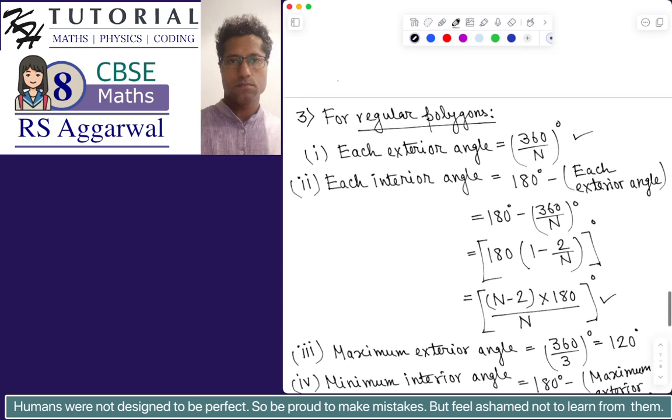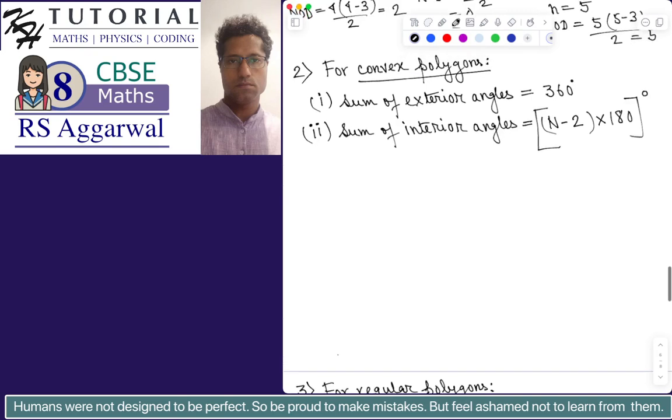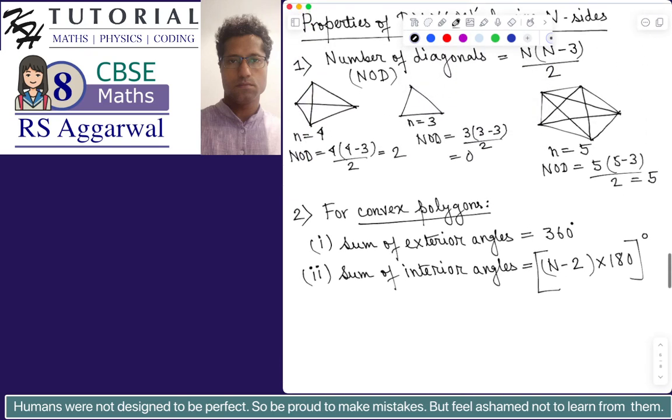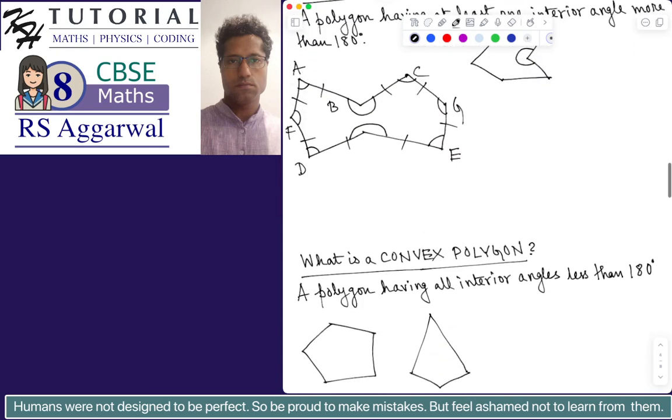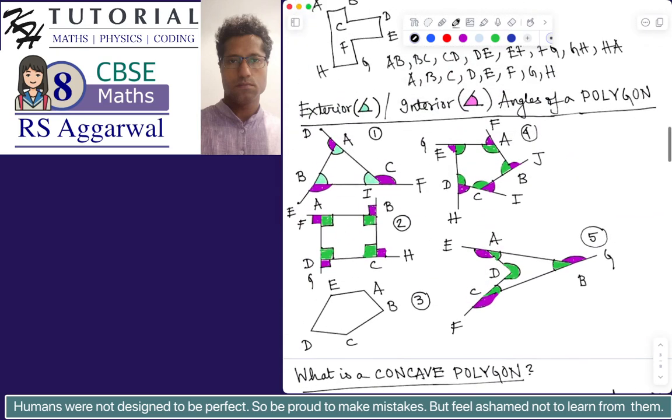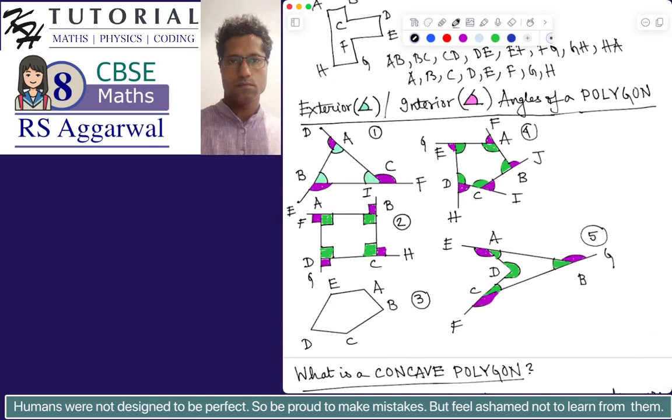Now, one thing I forgot to say is how the exterior angles and interior angles are connected. So over here, as you can see, let's consider polygon number 1, the triangle.